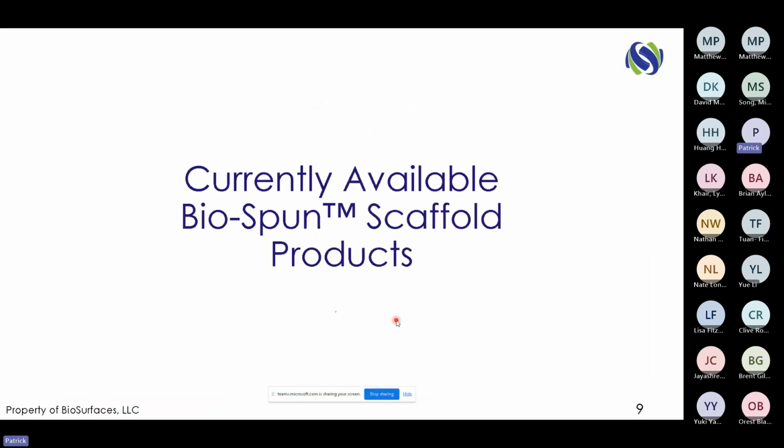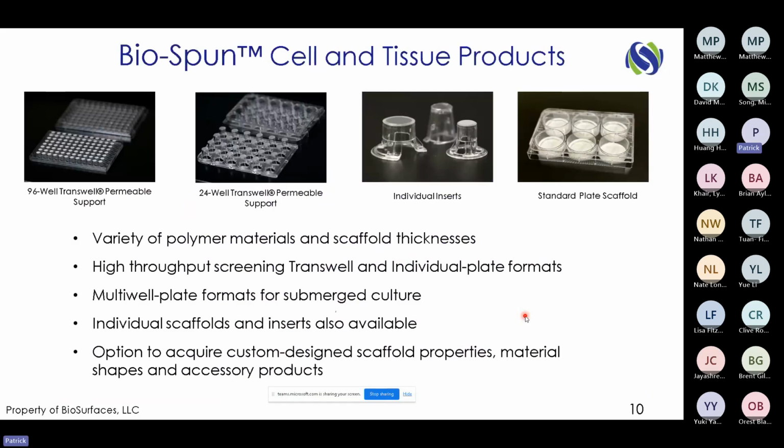All right. So Biosurfaces has developed a pretty wide variety now of biospun scaffold products that make up our line of what we call our in vitro research tools. These include, starting on the left, 96 well high throughput transwell permeable supports, as well as 24 well high throughput transwell permeable supports. And these are based on the plate format that is marketed by Corning. We're partners with Corning. We have a purchase agreement with Corning. They provide the plastic component, and then what we do, we put our scaffold on.